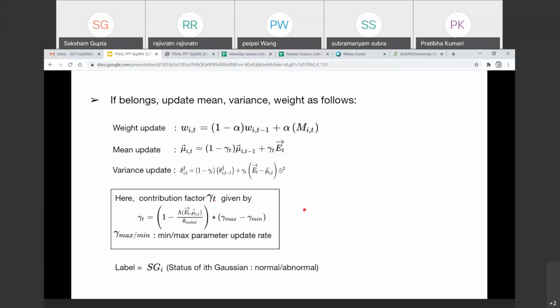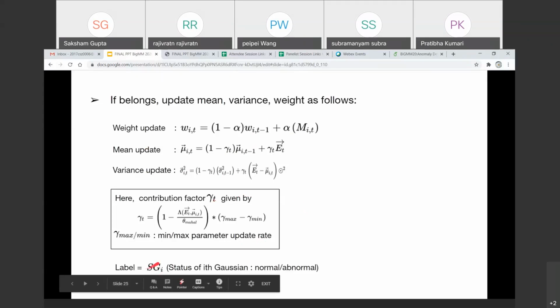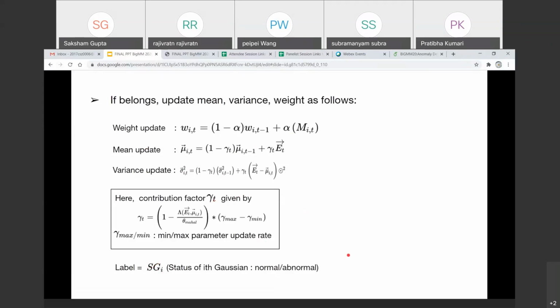After updating the parameters of the mixture, we label that sample with the status of the matched Gaussian. So how to compute the status of the Gaussian? This status suggests whether that Gaussian is normal or abnormal. We maintain this information at each pass. So let's see how to compute that status.